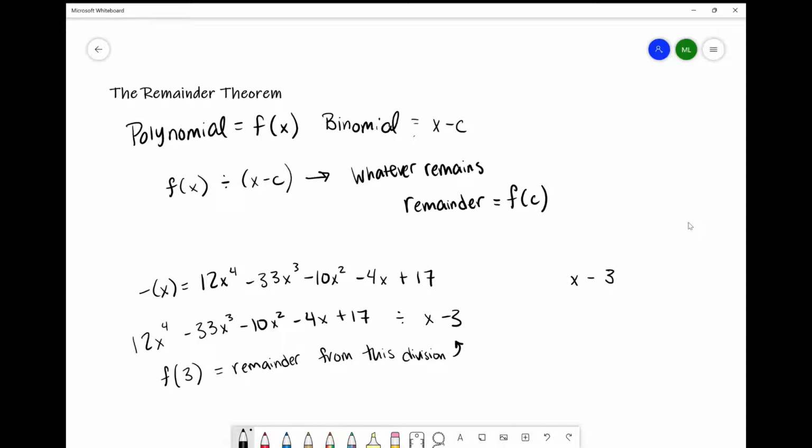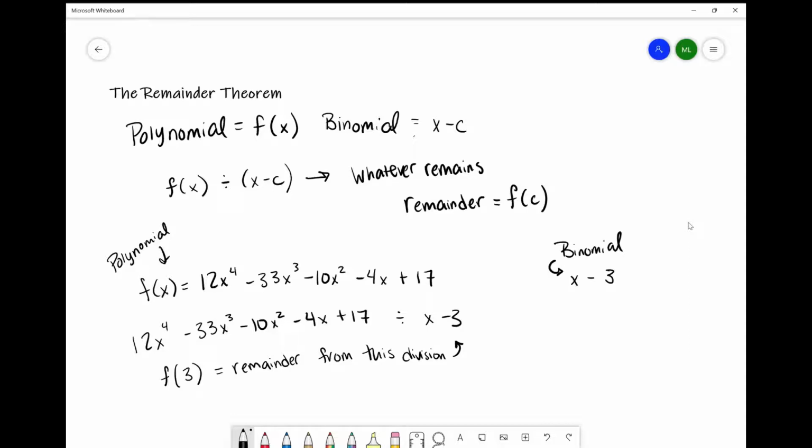All right, so here I have down here an example. I have f of x equal to 12x to the power 4 minus 33x to the power 3 minus 10x squared minus 4x plus 17. This is my polynomial, it's got those multiple monomials, and this is the binomial that they give me over here, the x minus 3.